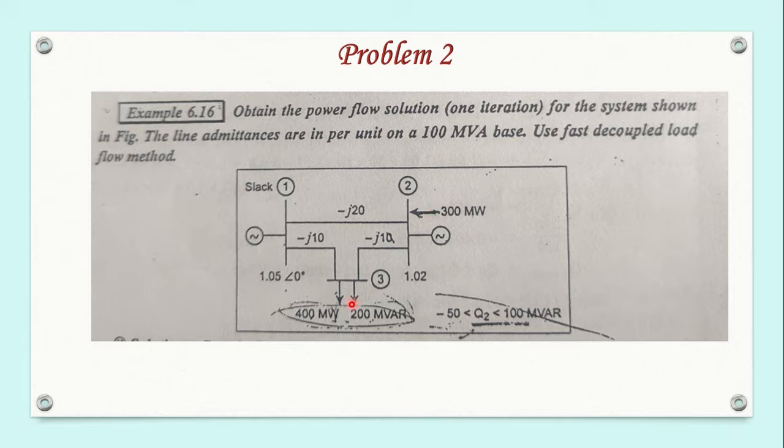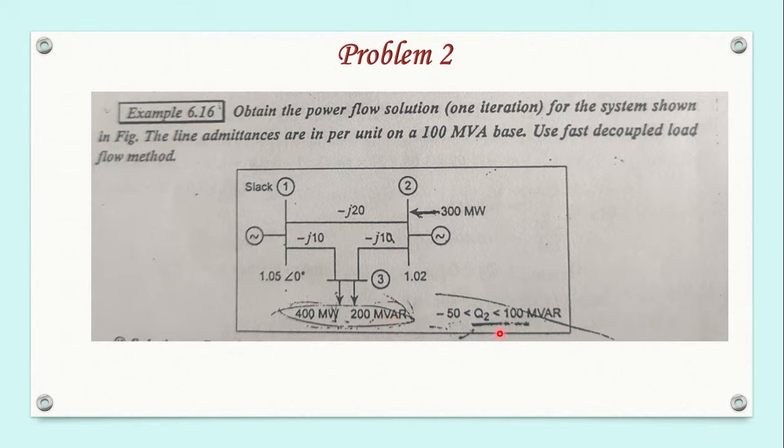Now coming to the third bus, the power drawn from the bus in megawatt and MVAR are given. That is, active power and reactive power are given for bus number 3. That means bus number 3 is a load bus or a PQ bus. The real and reactive powers are given.